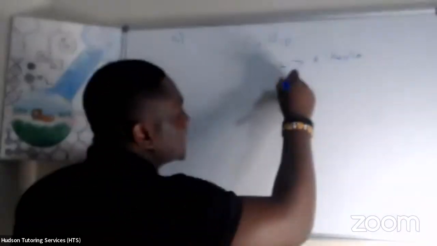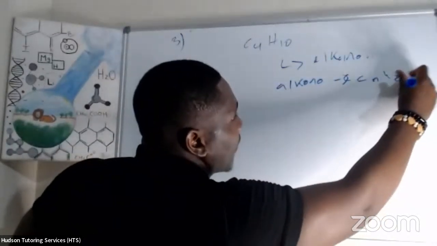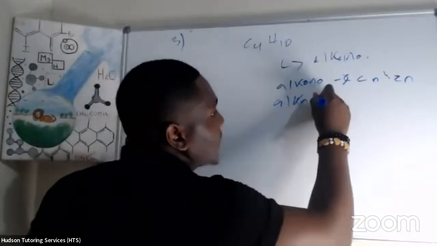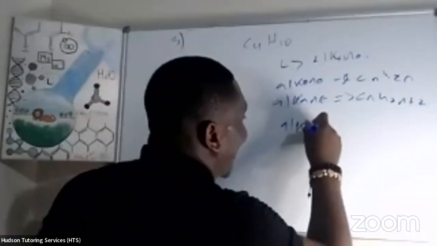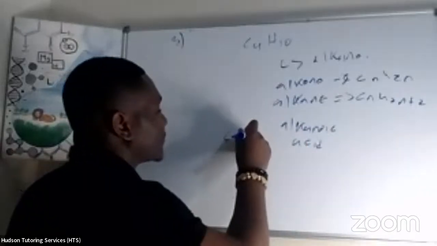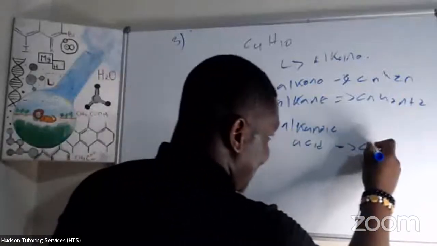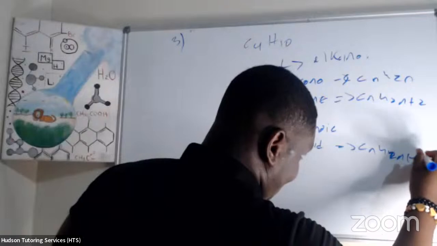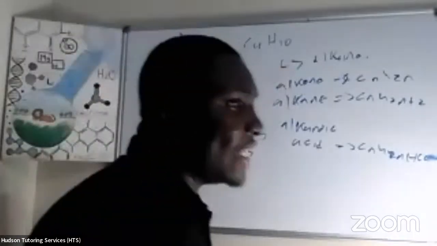You have alkenes, which is CnH2n. We have alkanes, which is CnH2n plus 2. We also have alkanoic acids, which is the same thing as carboxylic acids, which is CnH2n plus 1 COOH. And by next year, you're supposed to be learning this.